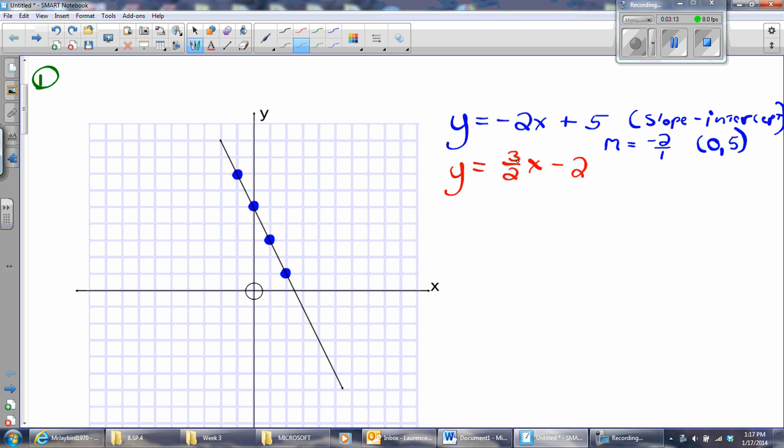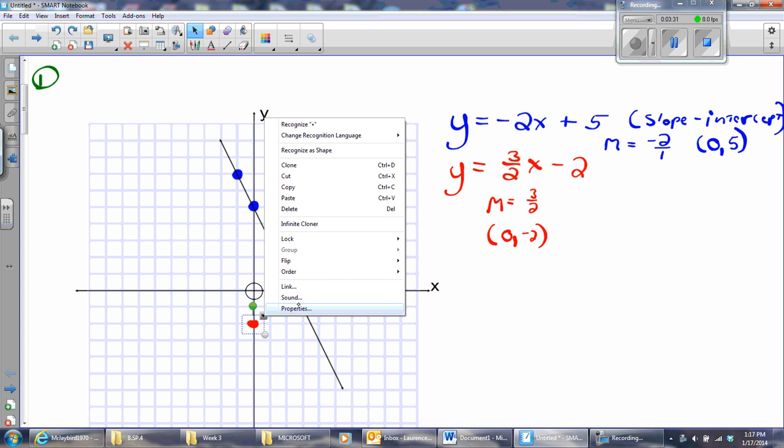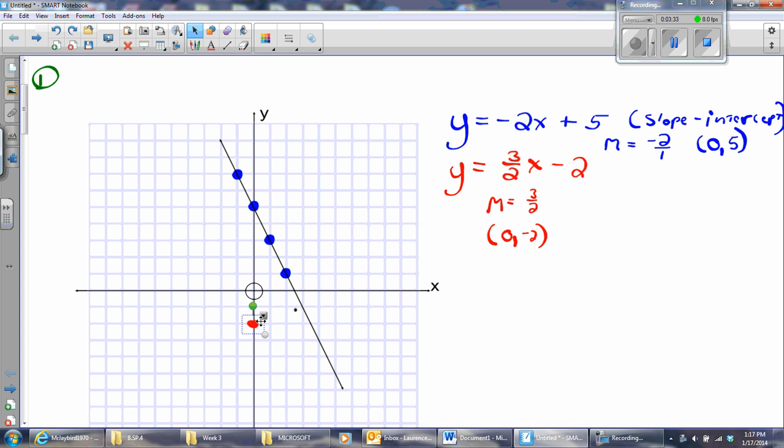All right, now I'm going to graph this one. The slope is going to be 3 over 2. My y-intercept, or b, is going to be 0, negative 2. So I'm going to plot 0, negative 2 right there. All right, and I'm going to infinitely clone it. Oh, wrong button. Infinite clone. And now I'm going to rise 3, run 2.